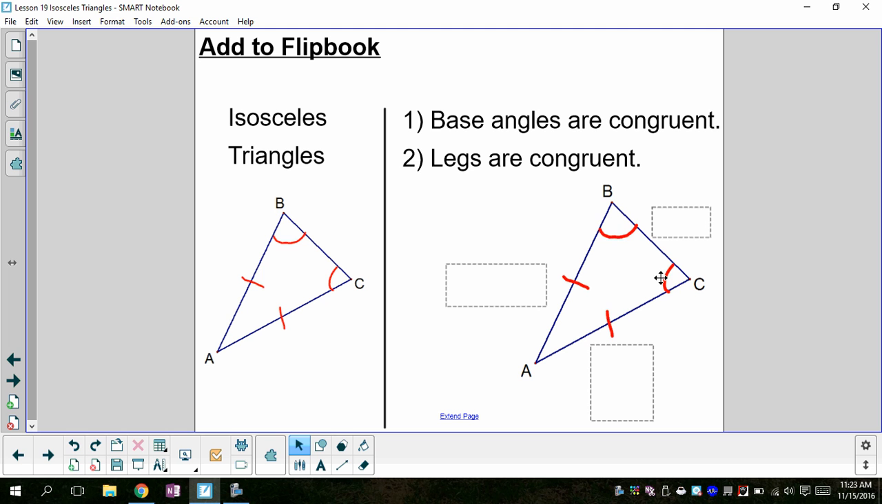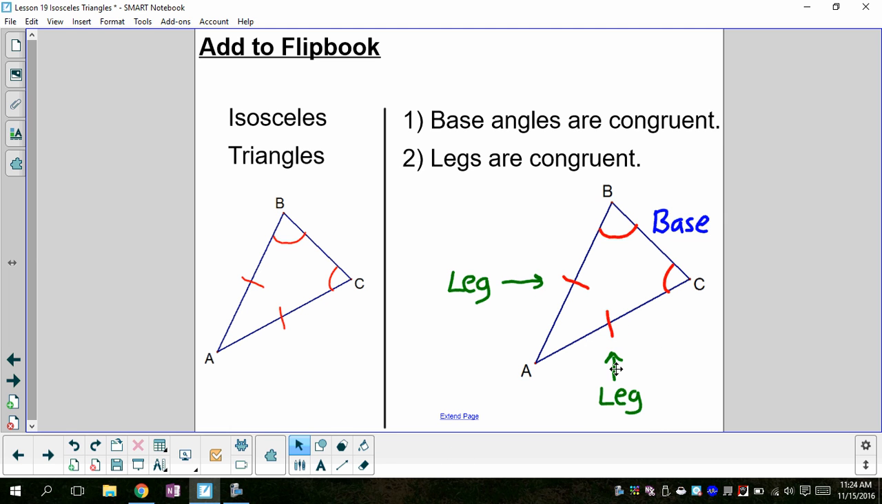So you can see the two marks here show you that angle B and angle C are congruent to each other. And these two marks show that segment AB and segment AC are congruent to each other. So up here in words that shows that the base angles are congruent. The base of an isosceles triangle is the side that creates those two angles that are congruent. And then we're just going to call the other two sides legs. And in an isosceles triangle, the legs are the sides that are congruent.